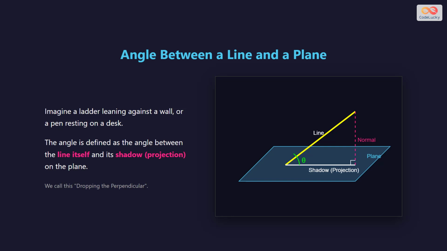A common question asks for the angle between a line, like a rod, and a plane, like the floor. The key is to understand that the angle is measured between the line itself and its shadow on the floor. We call this shadow the projection.